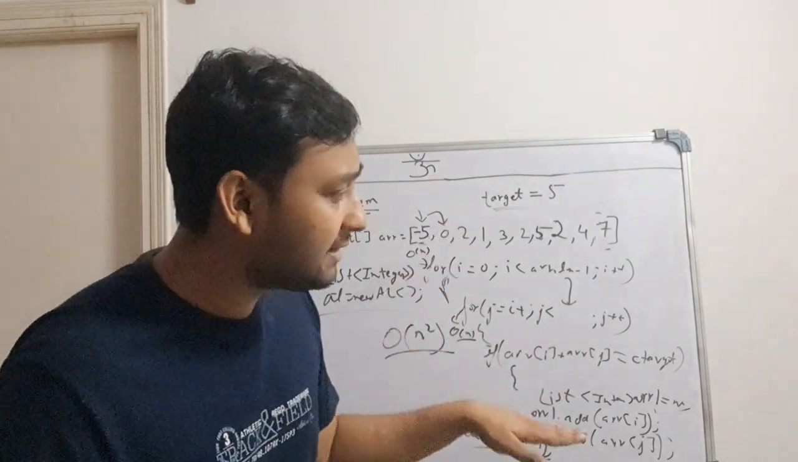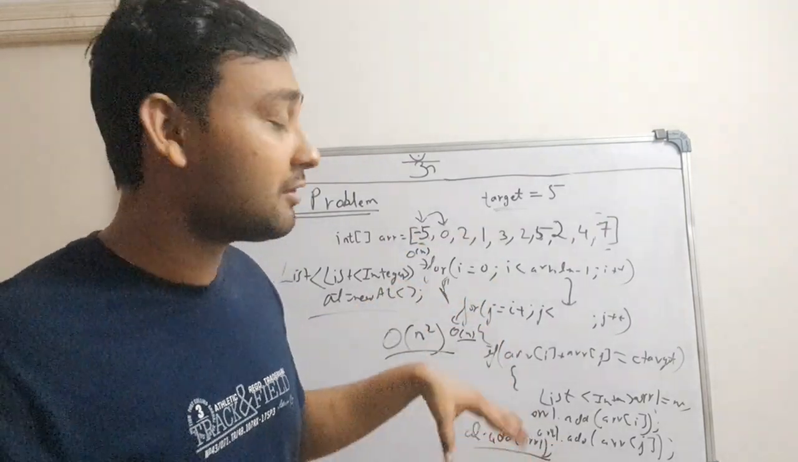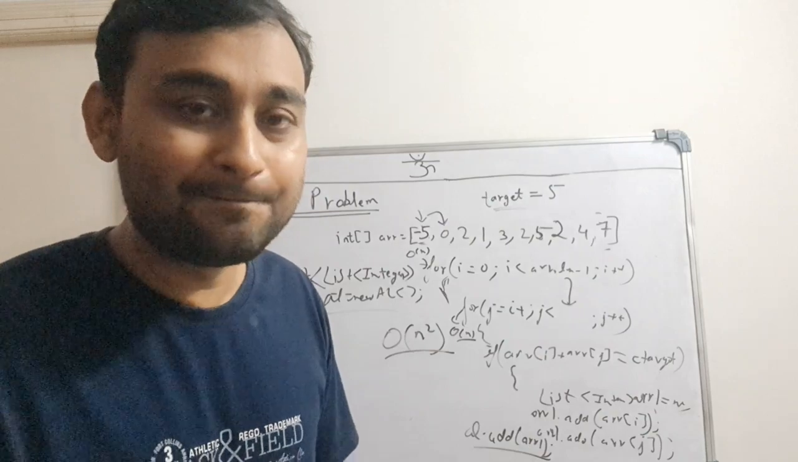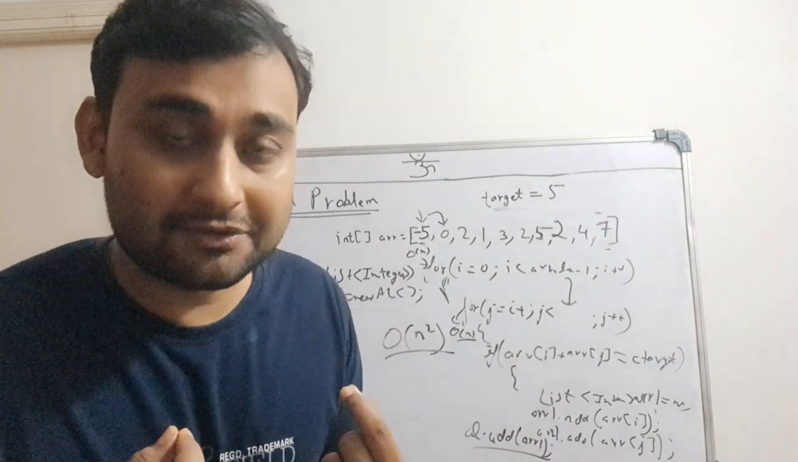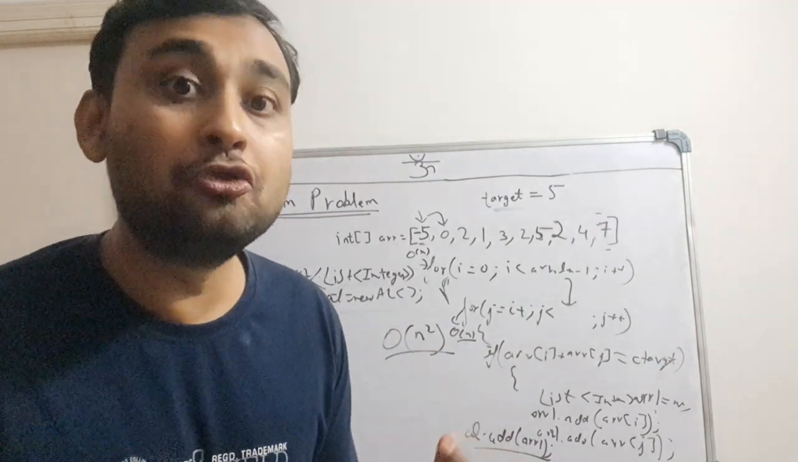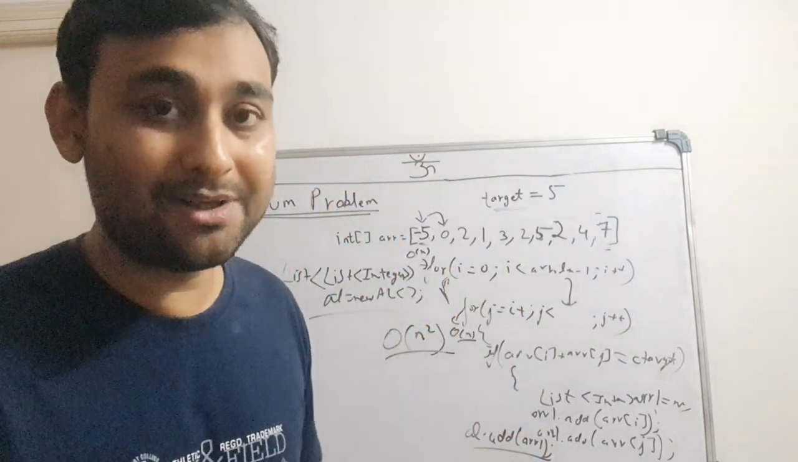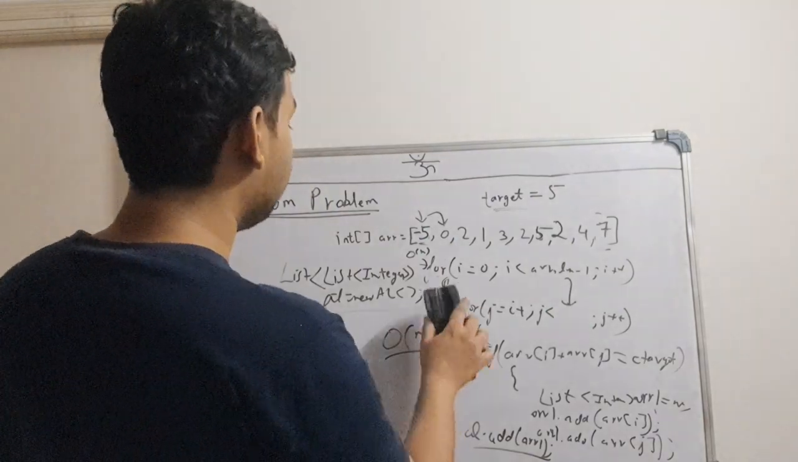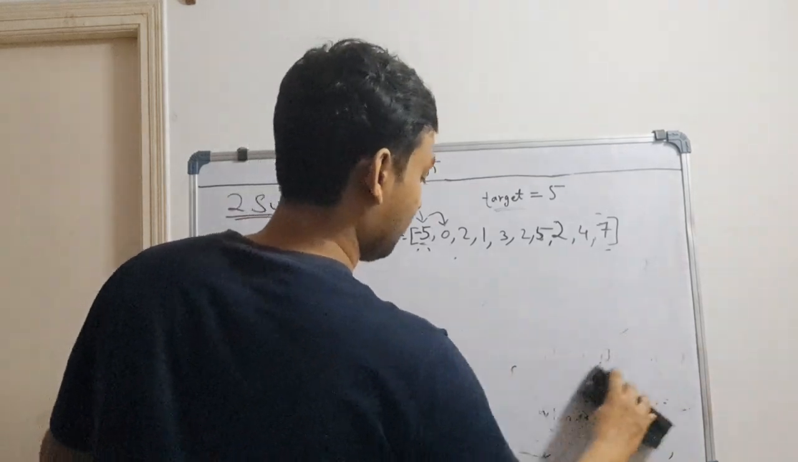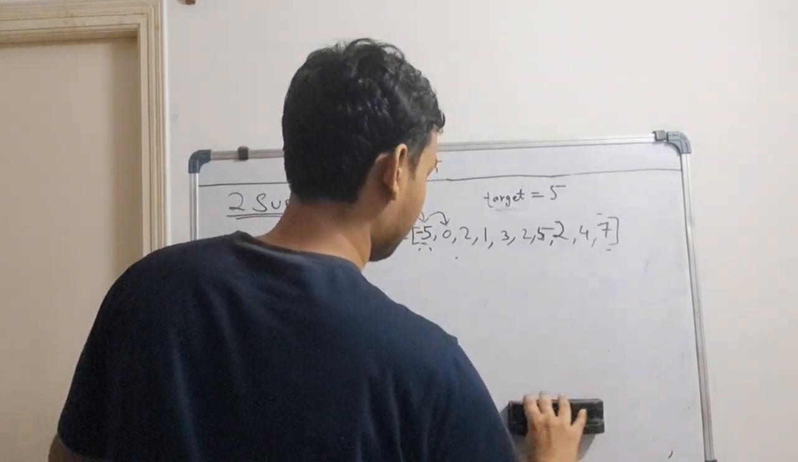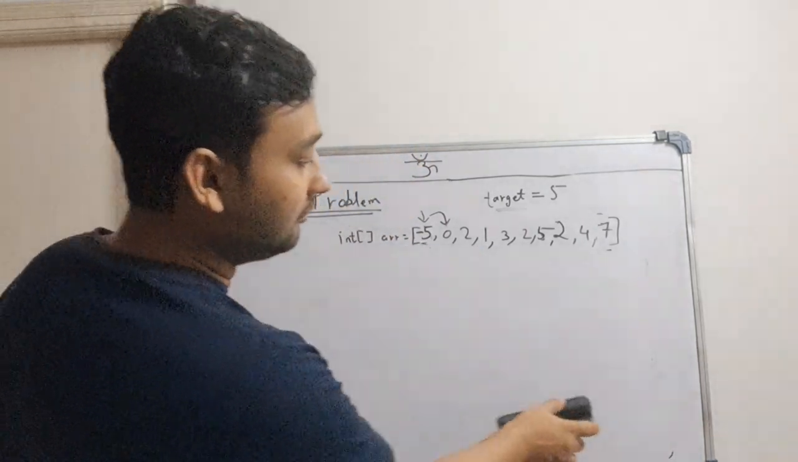So can it be reduced? Is there any way to reduce it to O of n log n time complexity or O of n time complexity? Is it possible? Yes, it's possible. For that we need to understand one approach, one algorithm we have to know, which is called the two-pointer approach. Let's understand that, so we will get clarity on how this time complexity can be reduced drastically.